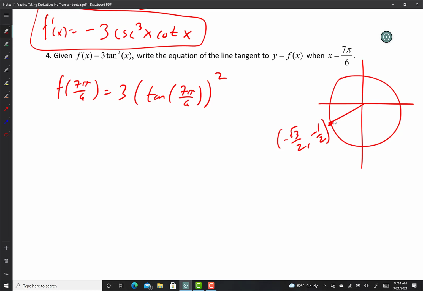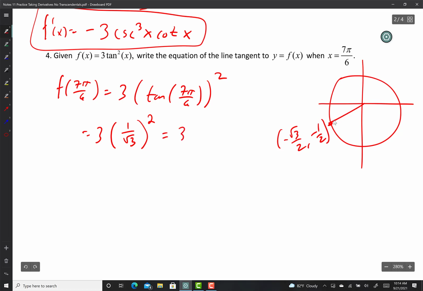Tan of 7 pi over 6. Tan is y divided by x. No matter how you cut it, it's going to be positive because I'm squaring it anyways, but negative divided by negative would have been positive anyways. So 1 over square root of 3. Does everyone know how we got that? And I still got to square it. You don't have to rationalize it. You can if you want, but because I'm squaring it, the radical is going to go away anyways.